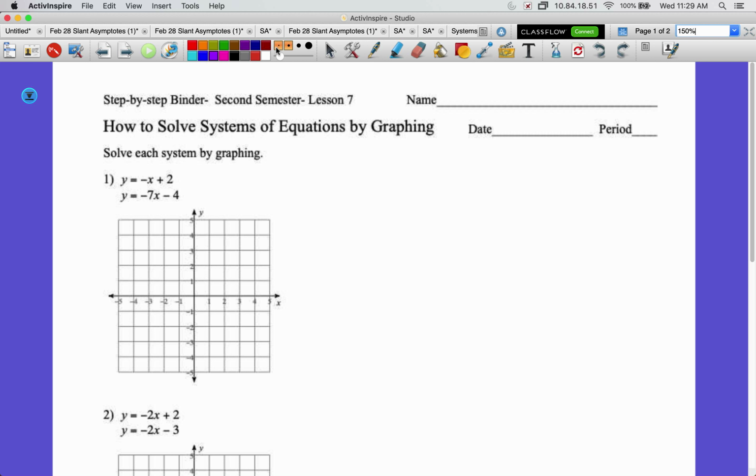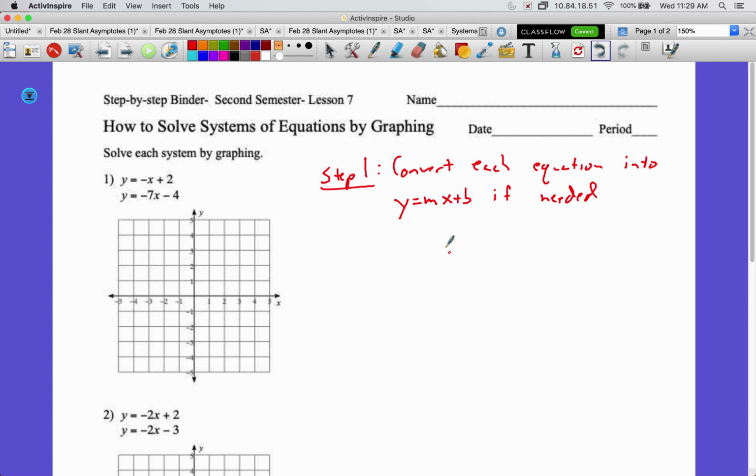So step one. Step one would be to convert each equation into y equals mx plus b, if needed. Often they'll already be given in y equals mx plus b, but just in case, that's why this is step one. We want to convert that to y equals mx plus b.